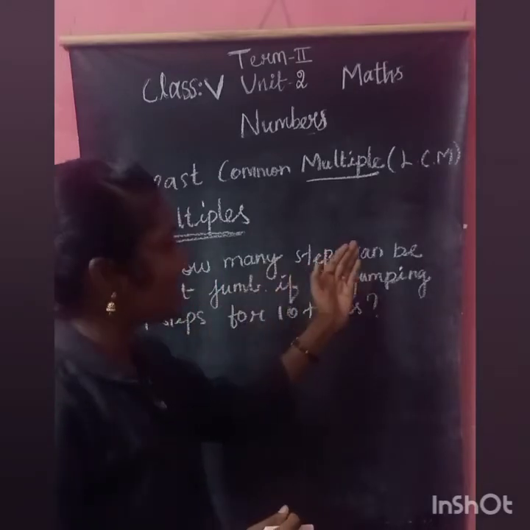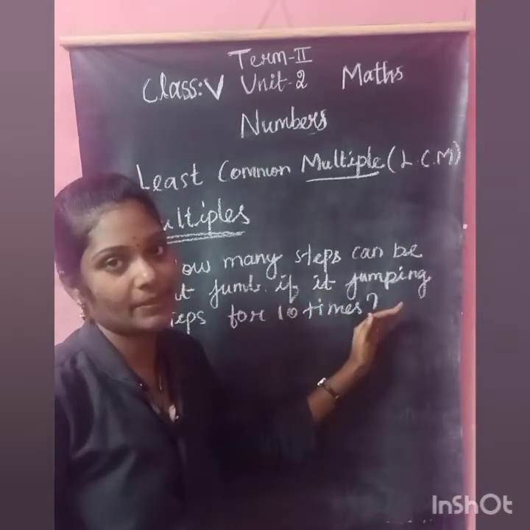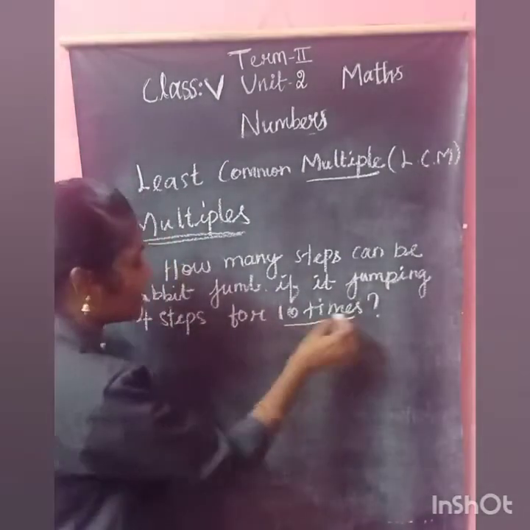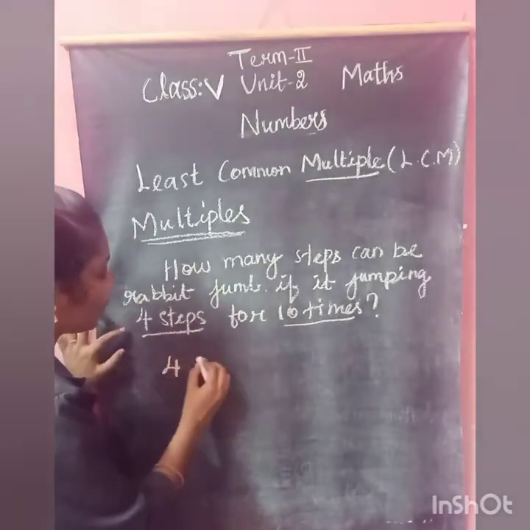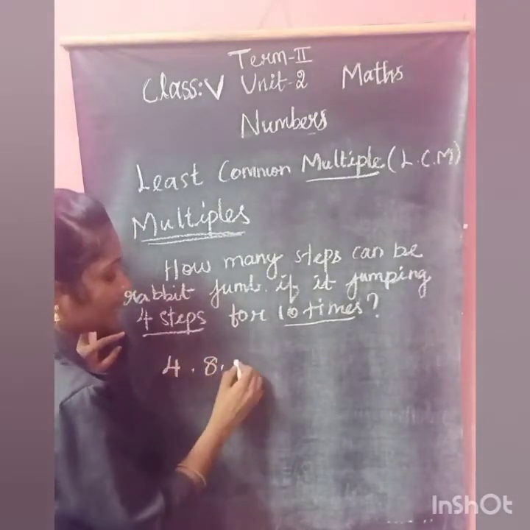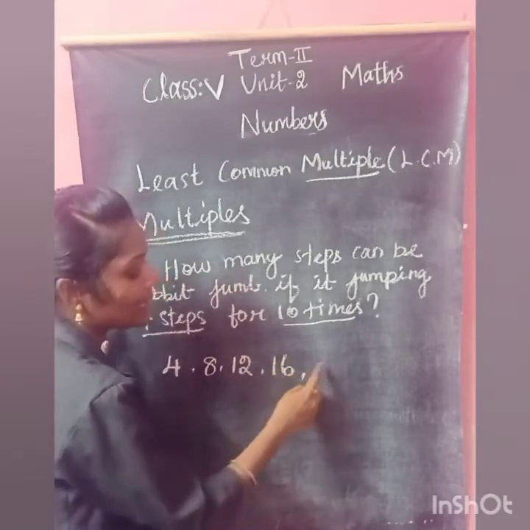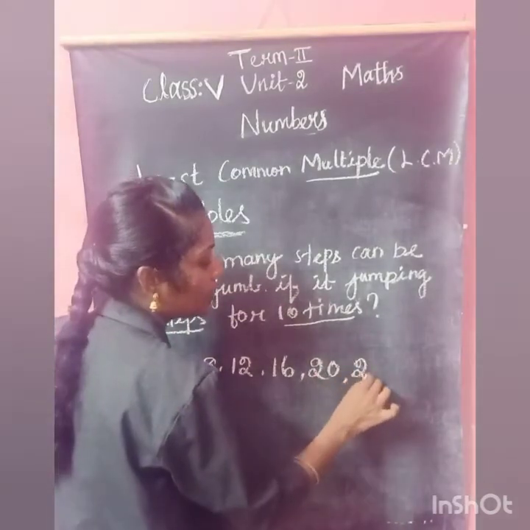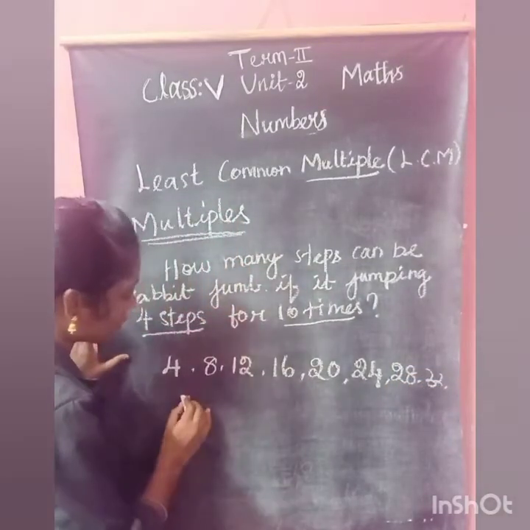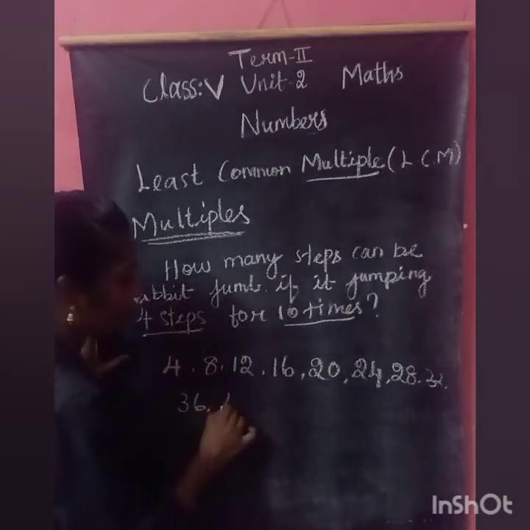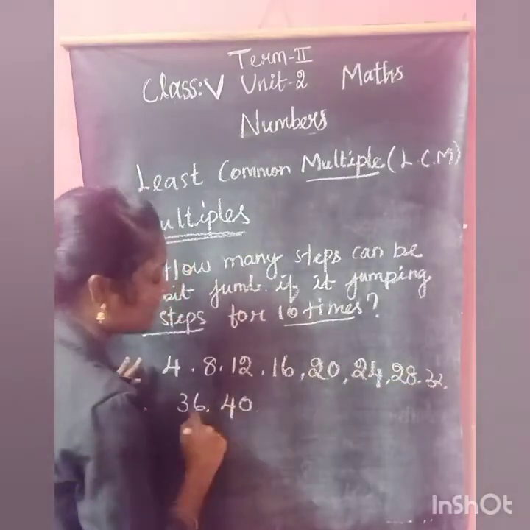See, children, how many steps can a rabbit jump if it jumps 4 steps for 10 times? We add 4 to each number up to 10 times. So 4, then add 4. 4 plus 4 is 8. Next, 12. Next, 12 plus 4 is 16. Very good. 16 plus 4 is 20. 20 plus 4 is 24. 24 plus 4 is 28. 28 plus 4 is 32. Then 32 plus 4 is 36. Next, 36 plus 4 is 40. So up to here is 10 times, no? 1, 2, 3, 4, 5, 6, 7, 8, 9, 10.